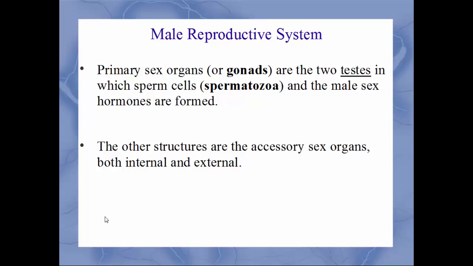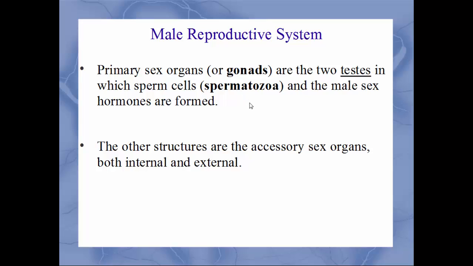Alright, we'll start here at the male reproductive system. The primary sex organs for the males are the testes. Testes is plural, testis is singular. And another term for the primary sex organ is the gonad. And gonad is a generic term. It's not particular for just male or female. The term gonad just means the primary sex organ. So for males, the gonads are the testes.